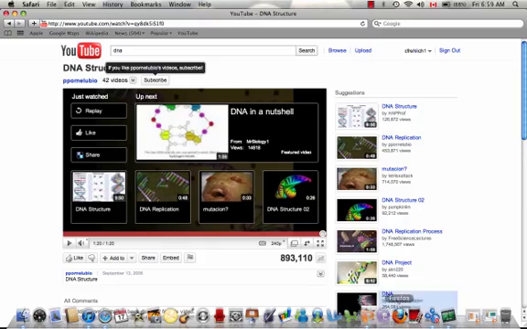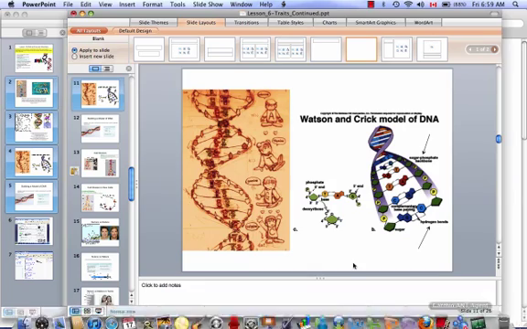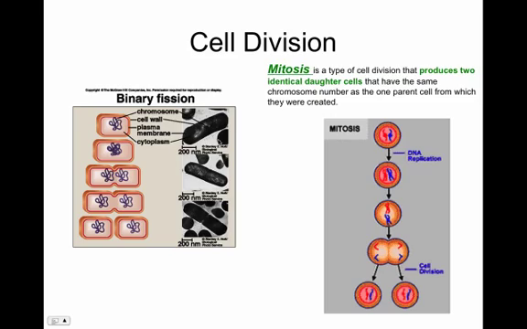Let's go back now to our PowerPoint. So I want to talk about the difference between mitosis, which is how our cells grow and divide, and how it's similar to binary fission, which is what we looked at earlier on for asexual reproduction. So mitosis is very similar to how bacteria and some simple organisms carry out their reproduction.